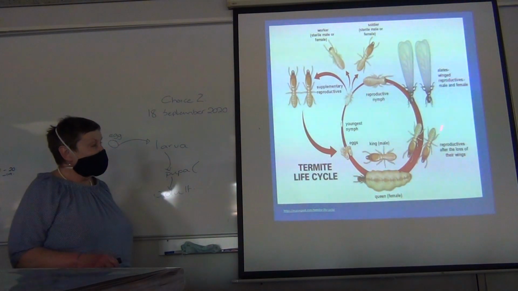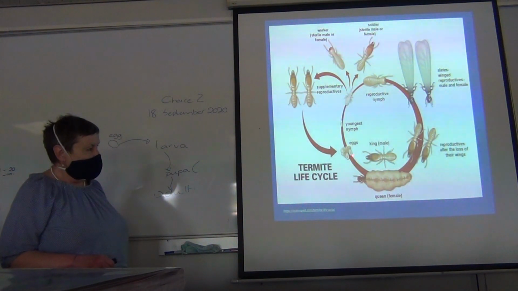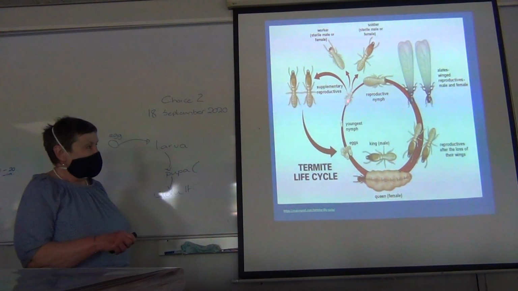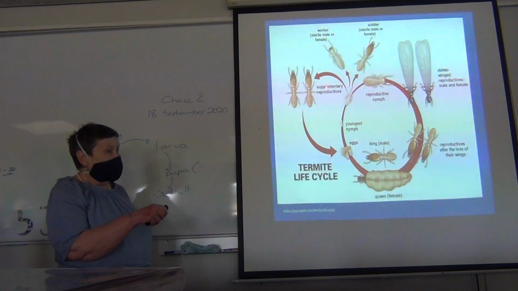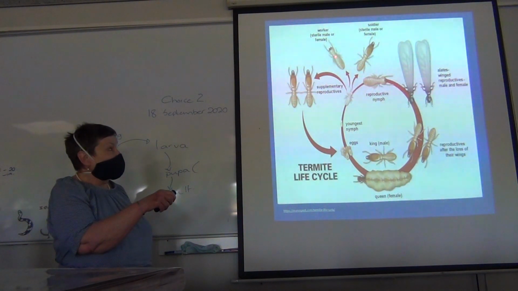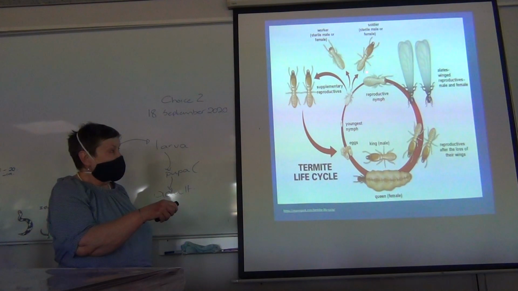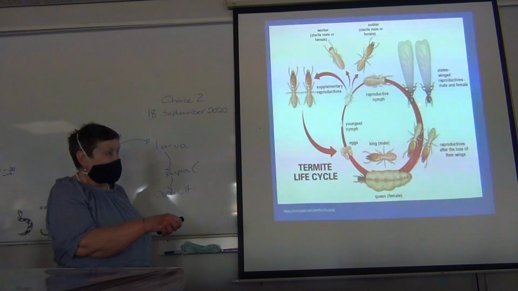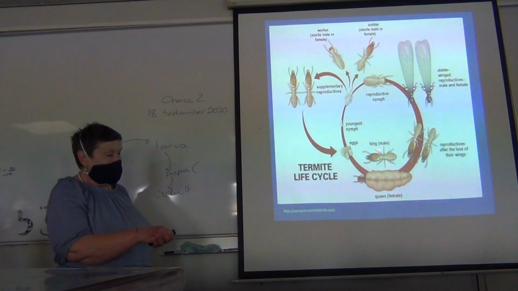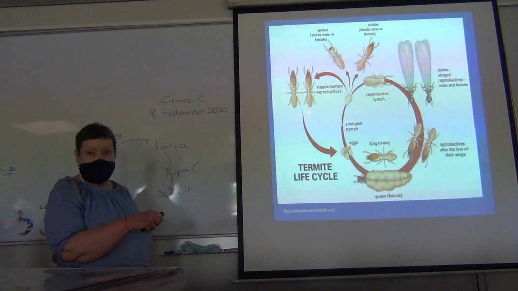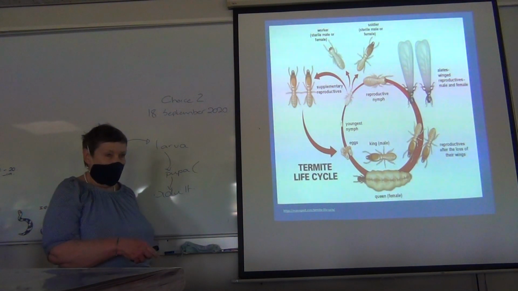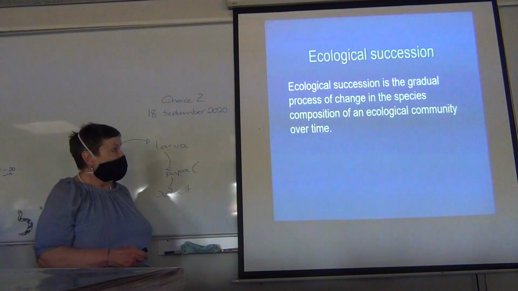You need to know this. There's a king and a queen. They lay eggs. The eggs hatch into nymphs. Nymphs can become supplementary reproductives that have reproductive organs, or workers which are sterile, or soldiers which are sterile, or reproductive nymphs that become winged reproductives. The winged reproductives can then produce a new colony. These supplementary reproductives never go on a swarming flight.